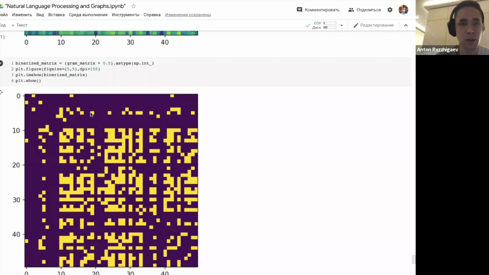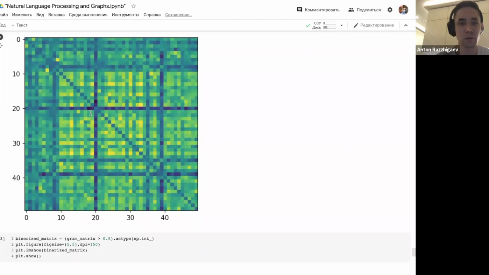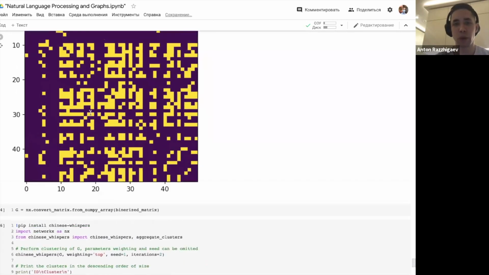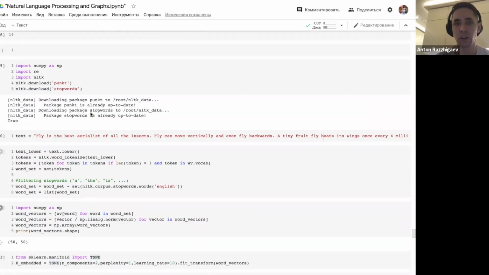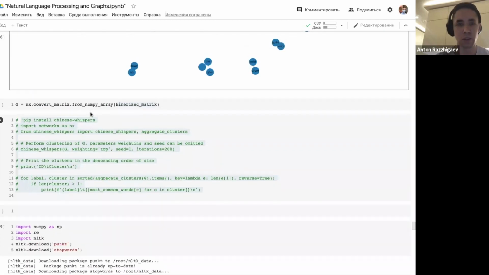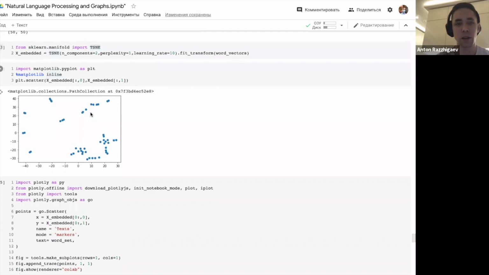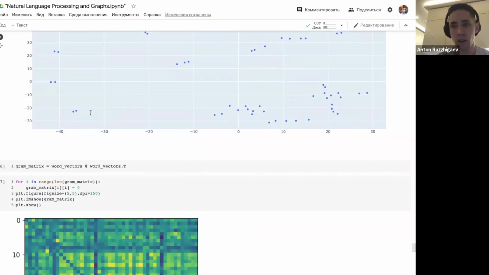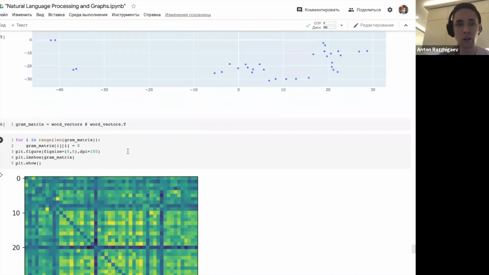So this is the clusterization method for a word similarity graph. We create a vector space for words from our corpora, then create a gram matrix, a pairwise similarity of these vectors, then binarize this matrix. It becomes the adjacency matrix of our graph, and then we apply our algorithms to this adjacency matrix. It may be Chinese whispers or Markov clustering or whatever.